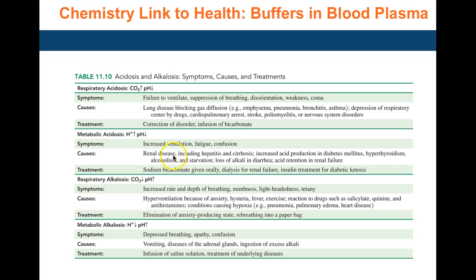This acidosis is due to diseases of the kidneys, or like hepatitis or cirrhosis of the liver, and increased acid production, like in conditions of diabetes or hypothyroidism, alcoholism, or starvation, etc., or excessive loss of acid, okay, or loss of base, etc.